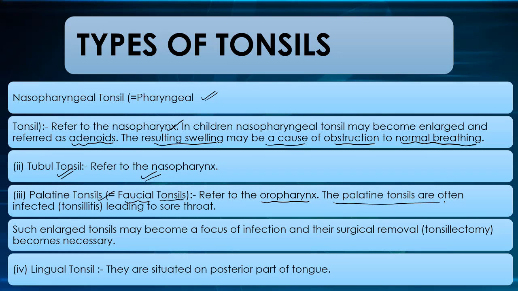The palatine tonsils are often infected, causing tonsillitis, leading to a sore throat. So tonsillitis mainly involves the inflammation or infection of the palatine tonsils, which refer to the oropharynx. Tubal tonsils also refer to the nasopharynx. Such enlarged tonsils may become a focus of infection, and their surgical removal, tonsillectomy, may be necessary. Okay, understood?